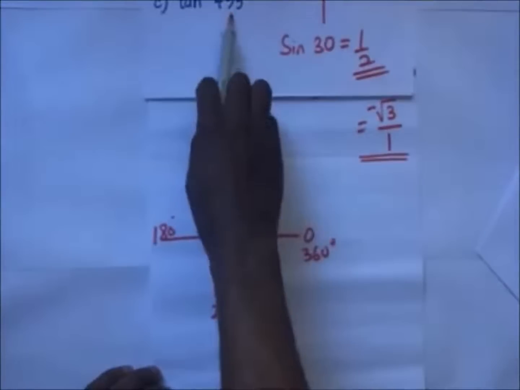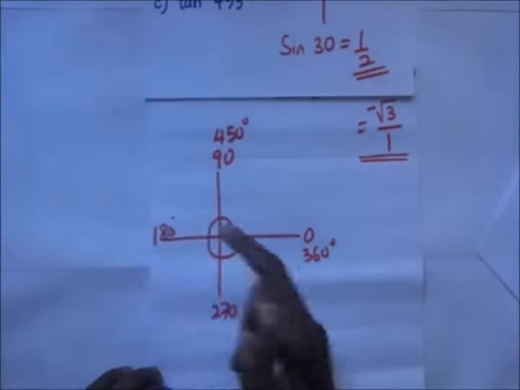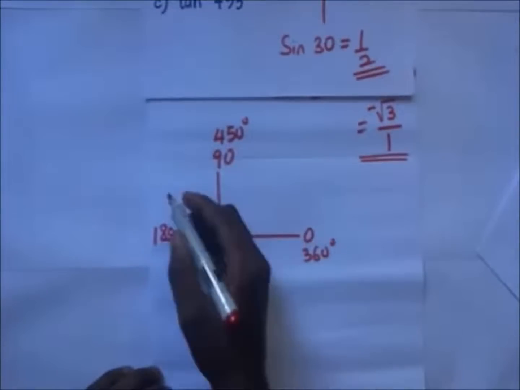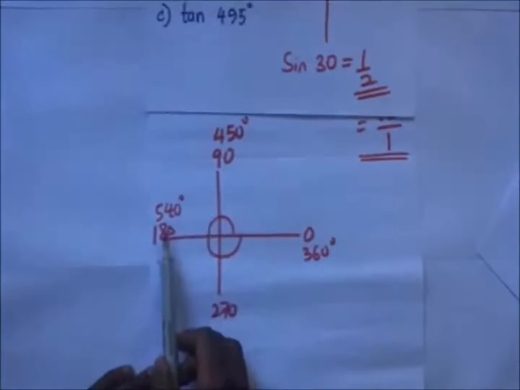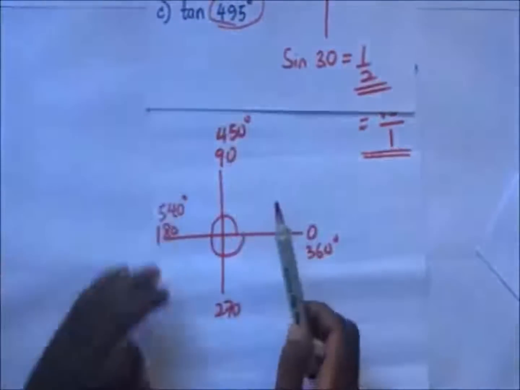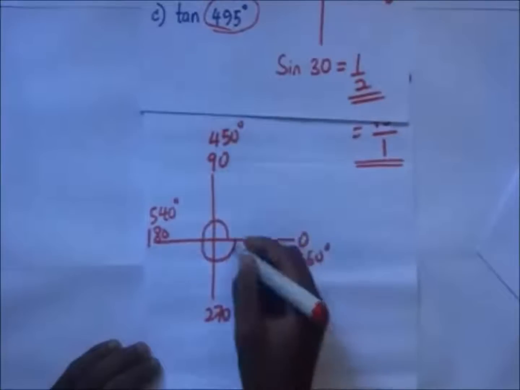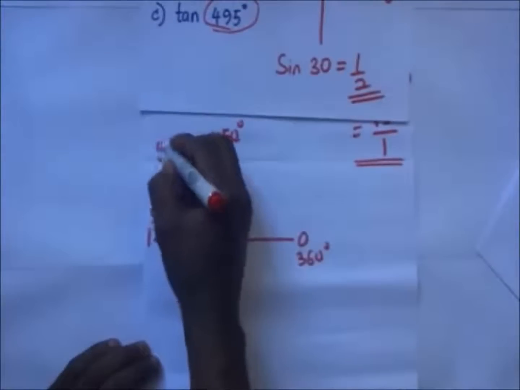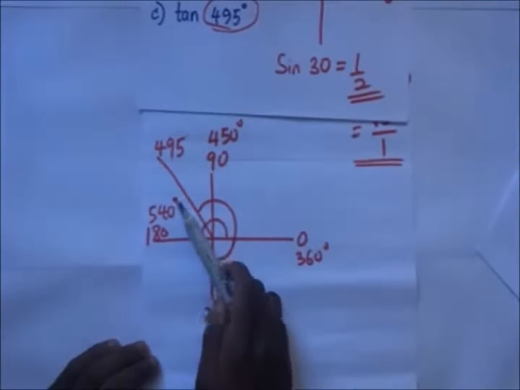450 degrees, we've not yet reached that. So we move again, plus another 90 degrees. When we add another 90 degrees, we come here, this is 540. So this angle, 495 degrees, is going to lie between 450 and 540. So it continues up to there, and 495 is somewhere in between here. So it's in the second quadrant, this angle.